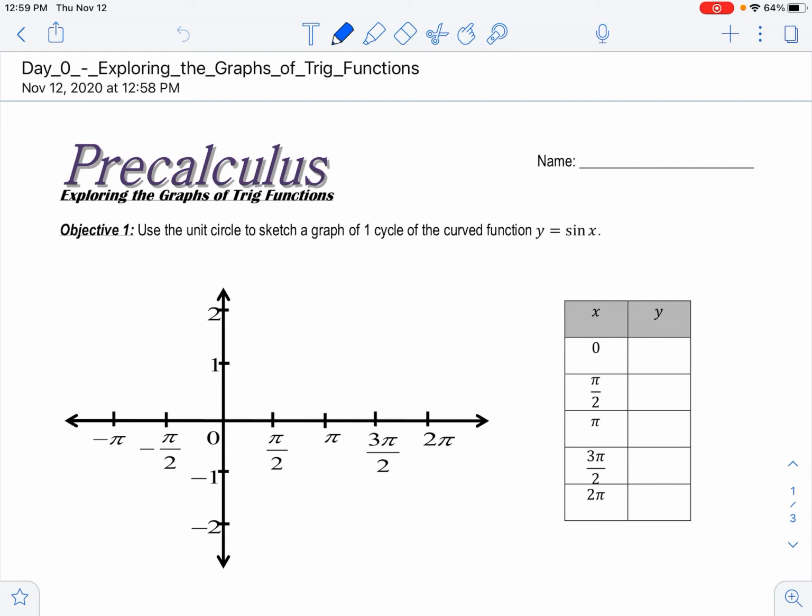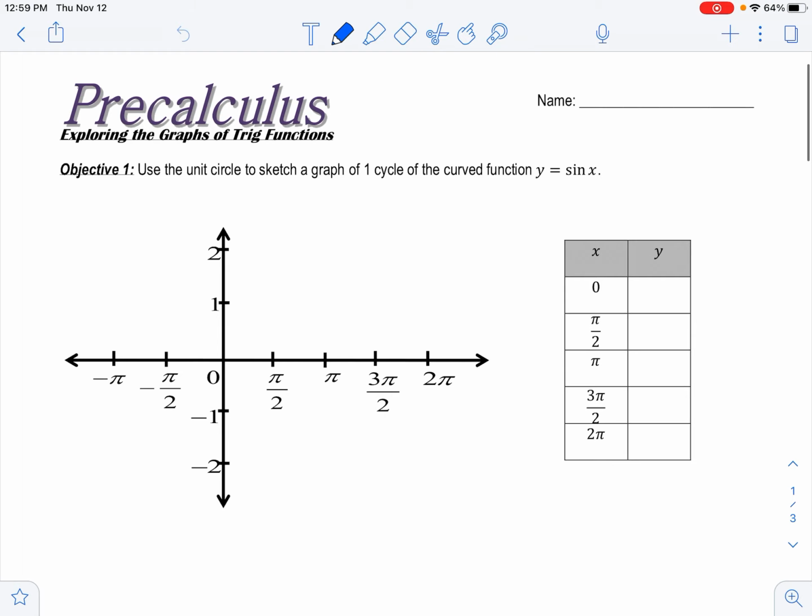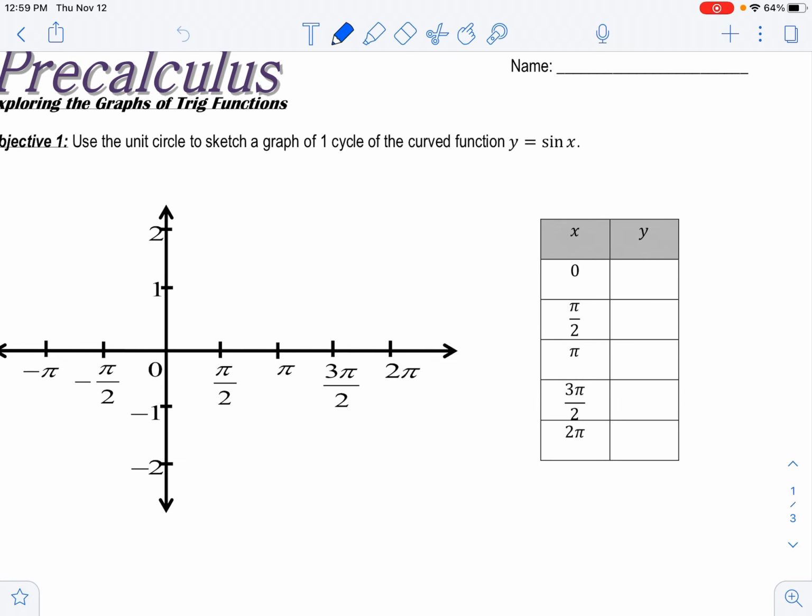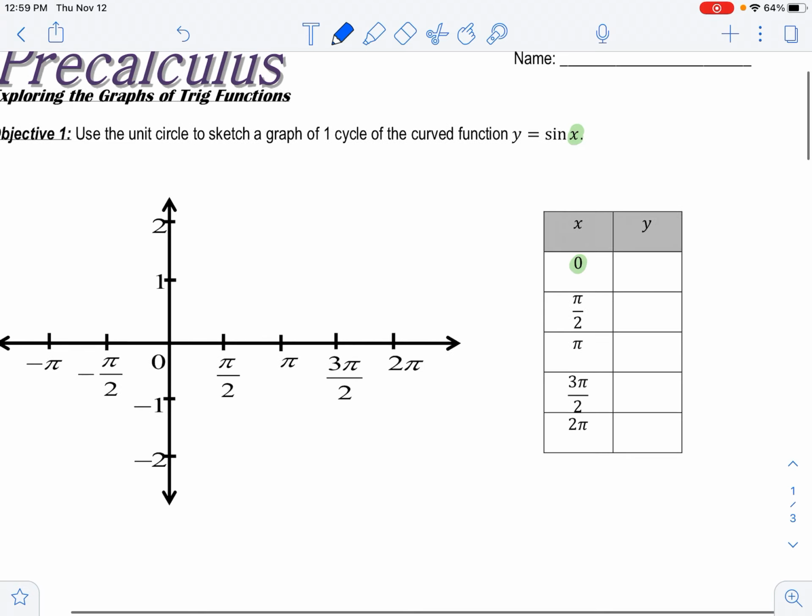Okay, so in order to do this, look at what I'm asking you to fill in here. It says use the unit circle to sketch a graph of one cycle of the curved function y equals sine of x. So we want to plug in this x value right here and say what that is. I want to find the sine of 0. I need sine of 0, sine of pi over 2, sine of pi, sine of 3 pi over 2, and sine of 2 pi.